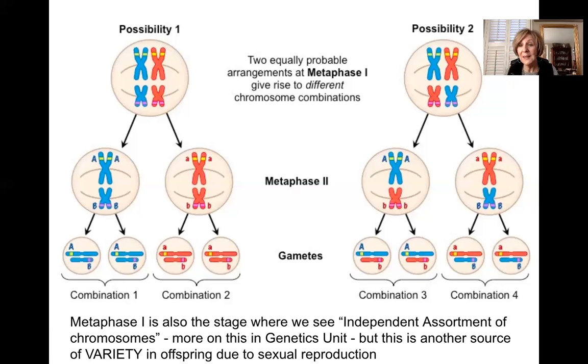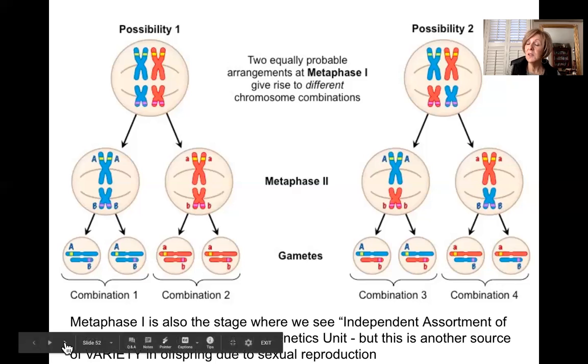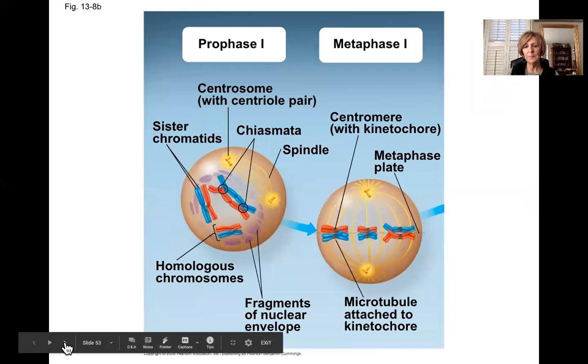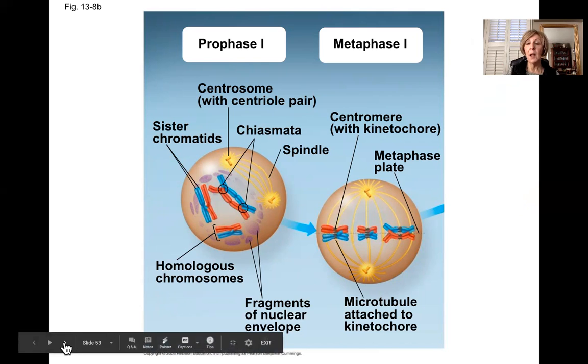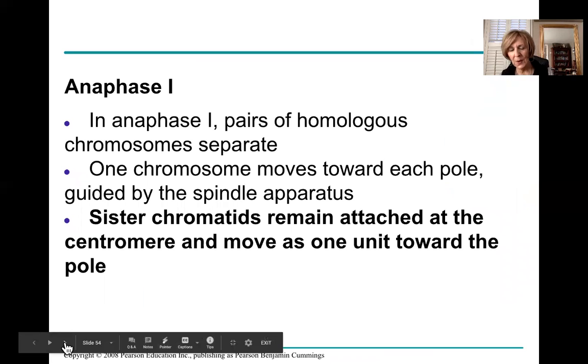And the whole point of doing sexual reproduction is to get variety. So this is another place where we see that. So here we have prophase 1, here are my chiasmata. I had crossing over occurring there. My metaphase plate is where I've got my pairs of chromosomes lined up, and now they're going to separate in anaphase 1.